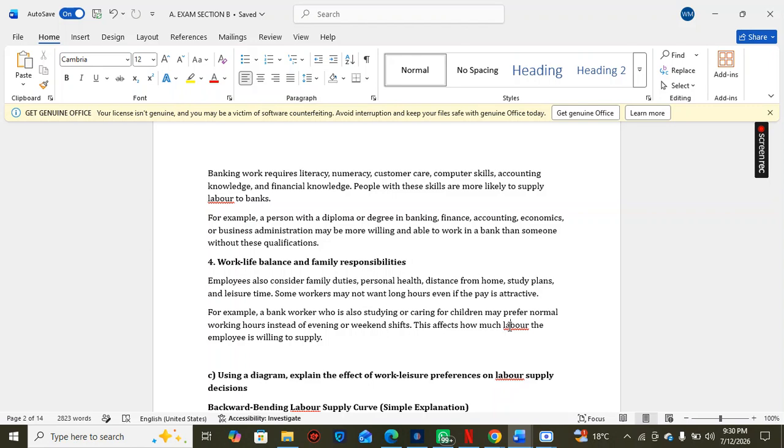They're not with their families. They get to miss family activities because their job is a demanding job. Okay. So basically, what we can say is demanding jobs are going to affect your work-life balance and your family responsibilities. Theoretically, the labor supply is going to be low because no one wants to do that.